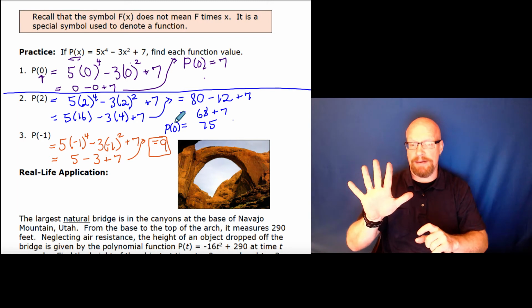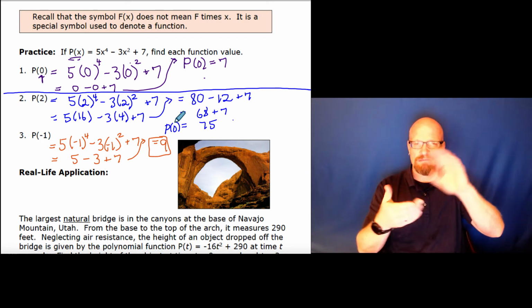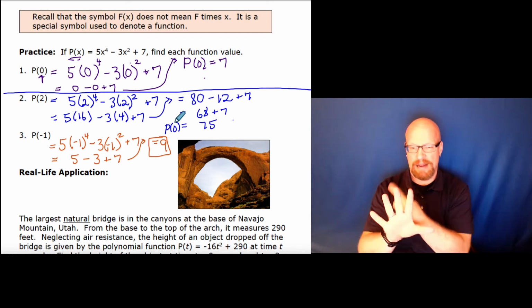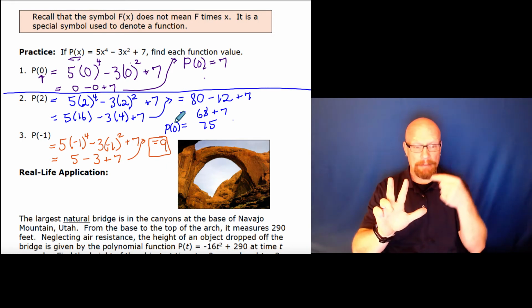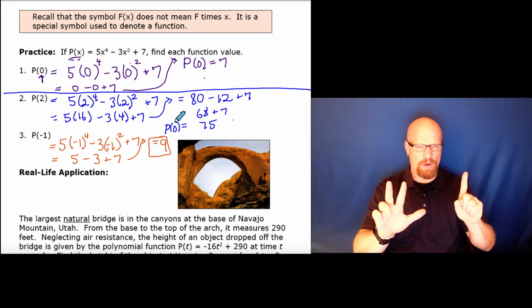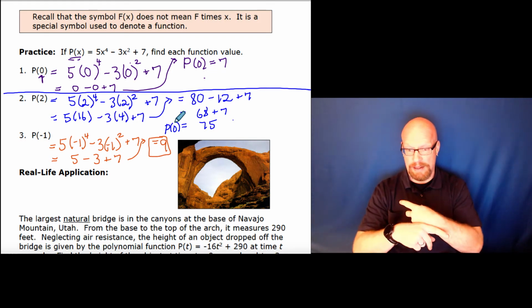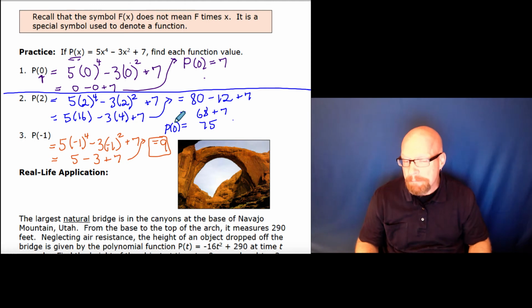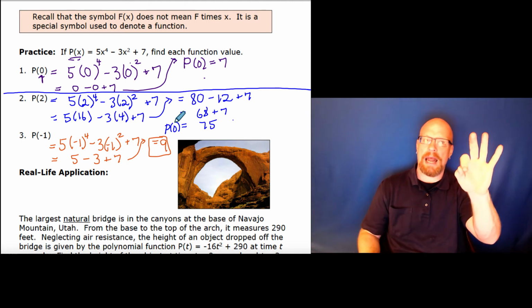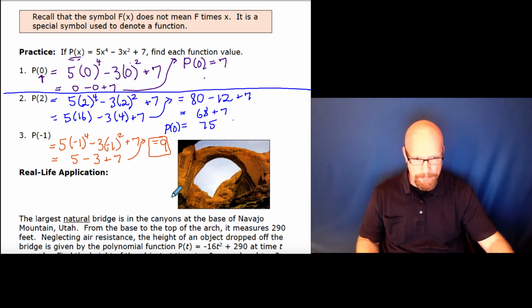Now here you see 5 times 1 to the negative 4 is really 5 times 1. That's 5. Now, minus 3 times negative 1 squared is really 3 times 1. And then 7. Once you add them up, it equals 9.